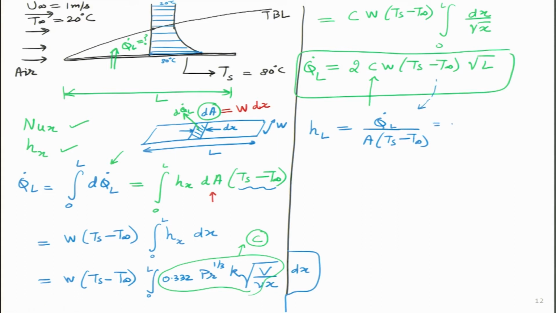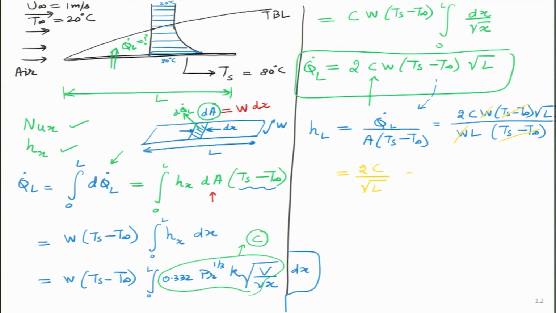So what I get is simply Q dot L, which I will write as 2 C W Ts minus T infinity square root of L. Area in the denominator I can write as width into length, and then Ts minus T infinity. I hope nobody is getting confused. I am doing it very slowly, and it is simple arithmetic multiplication and integration, so it is very straightforward. These two temperatures get cancelled out, the width also gets cancelled out. So all I get finally is 2C divided by square root of L.